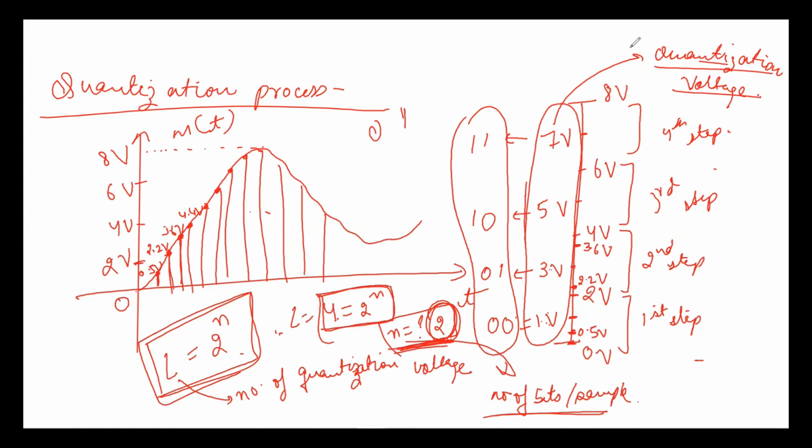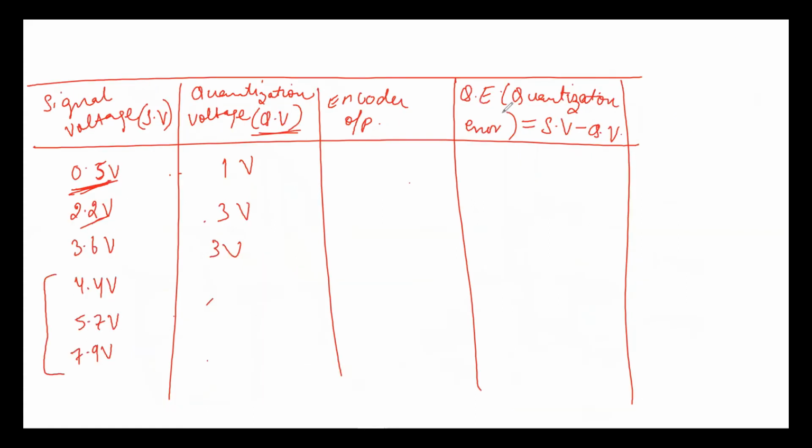Okay, so for the other 3 signal voltages, please fill the values and tell me in the chat box what are the quantization voltages of these 3 signal voltages. All of you please try. Yes, it will be 5, 5, 7. For 4.4, it will be 5 volt. For 5.7, it will be 5 volt. And for 7.9, it will be 7 volt.